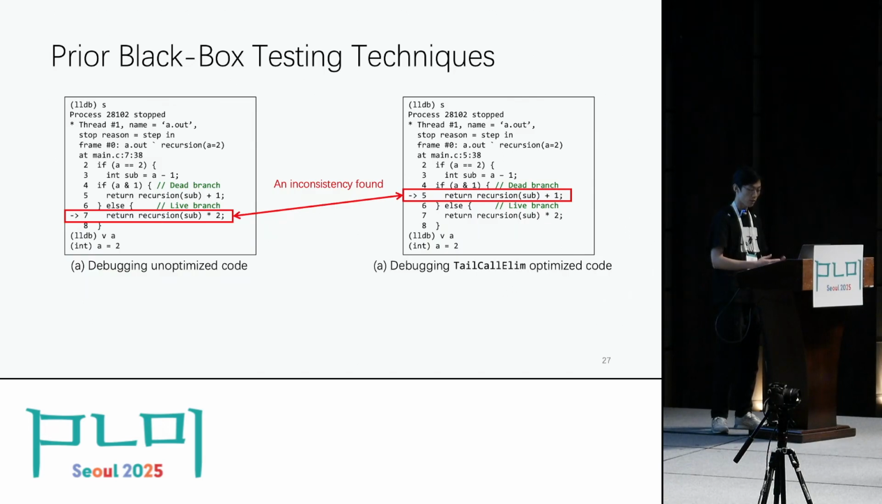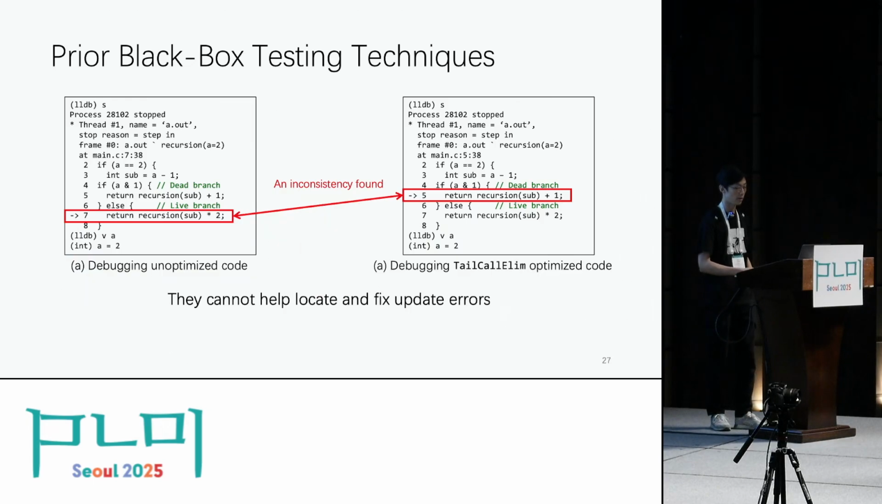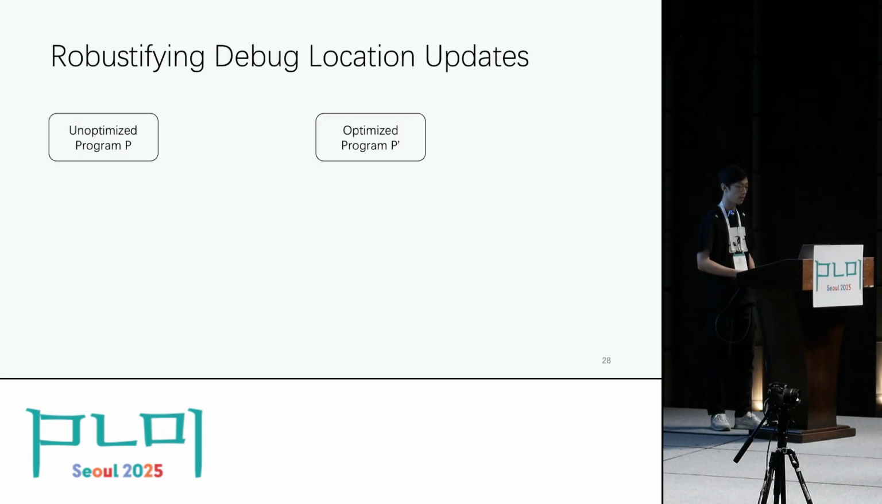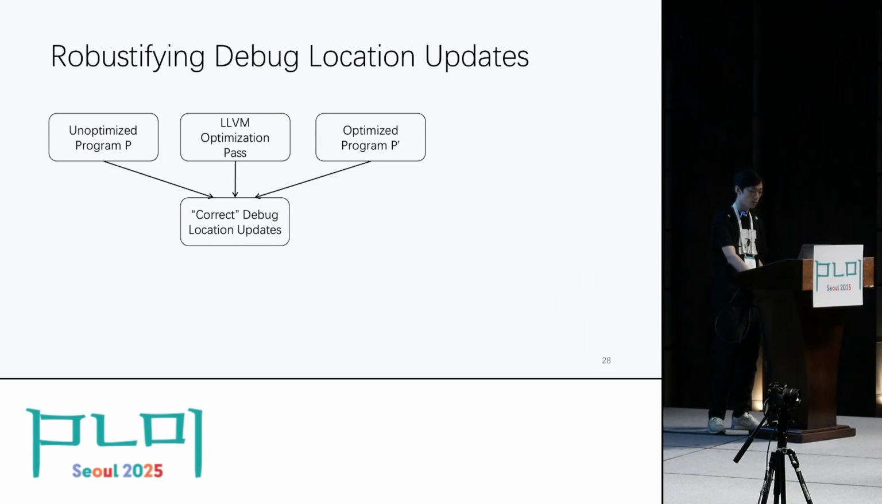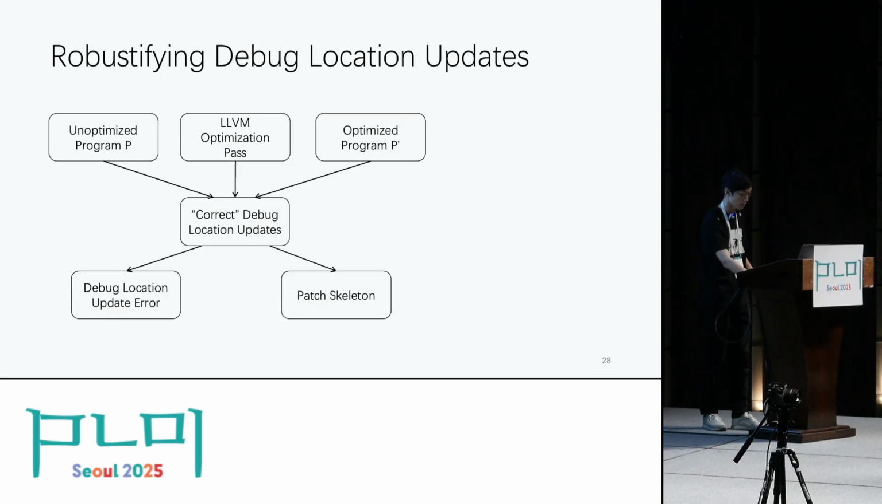Although they are effective in finding bugs, lacking the knowledge of the optimization process, they cannot help locate and fix update errors. In this work, instead of detecting debug information bugs, we propose a robustification technique which finds and fixes debug location update errors. In addition to the unoptimized and optimized programs, our robustification technique also analyzes the LLVM optimization process to determine the correct updates, which are then used to find the update errors and generate patch skeletons.